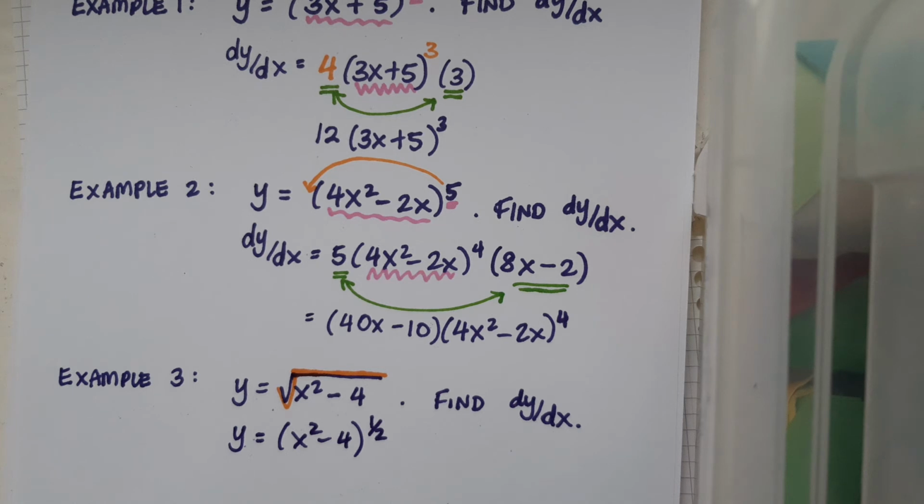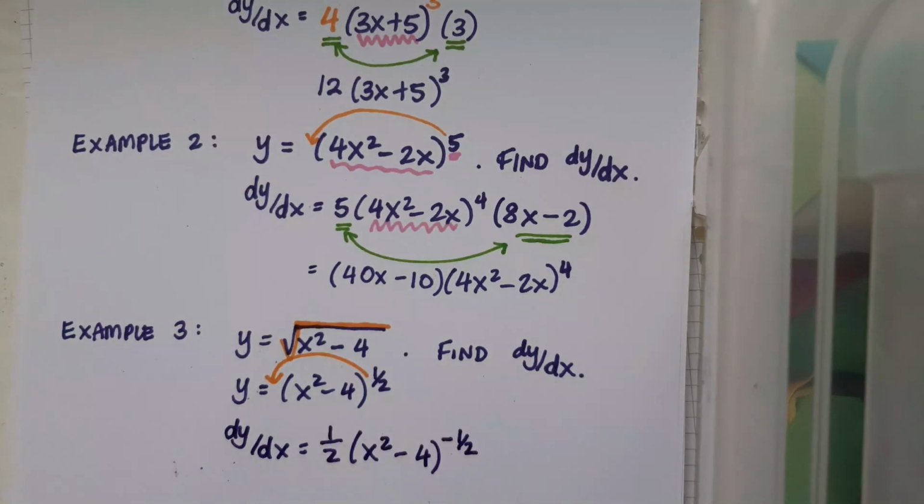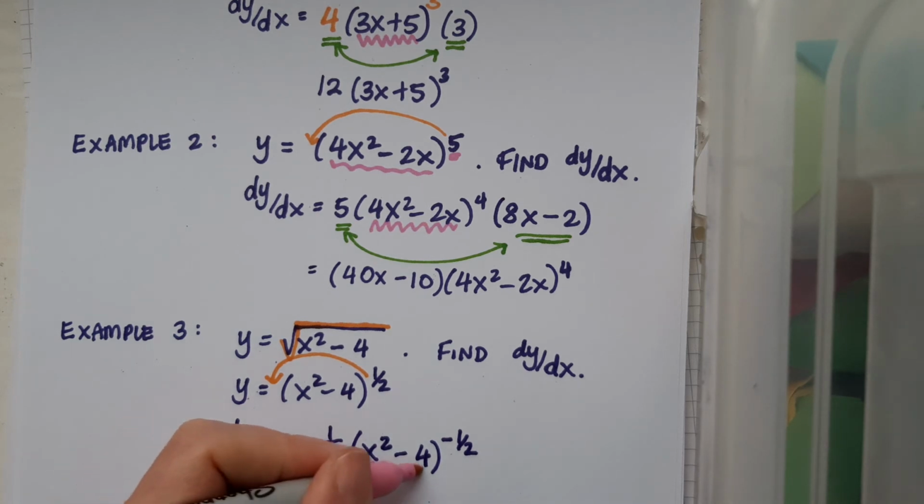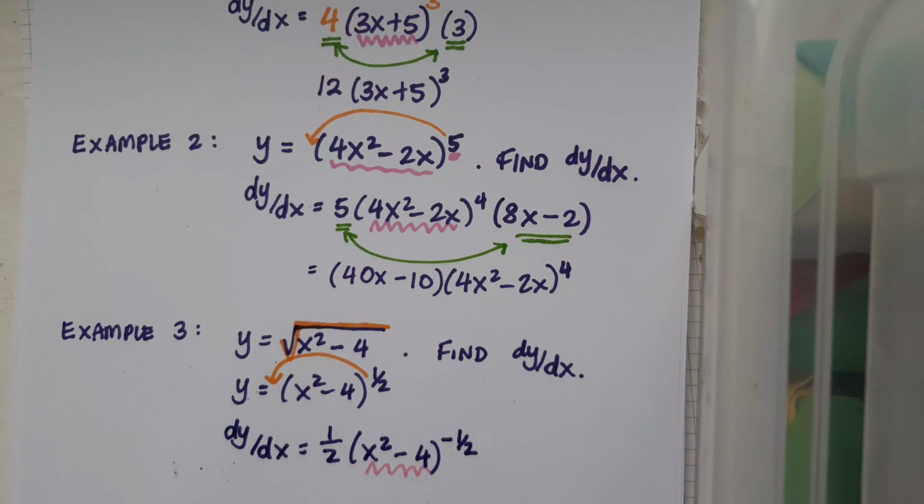I want to bring the power in front and I want to reduce the power by 1. So dy dx will start off as a half (x squared minus 4) to the power of minus a half. But again, be careful, you're not finished yet. You still have to differentiate whatever's inside in this bracket here. And that'll get multiplied on the end. So this time when I differentiate x squared minus 4, I'm going to get 2x.